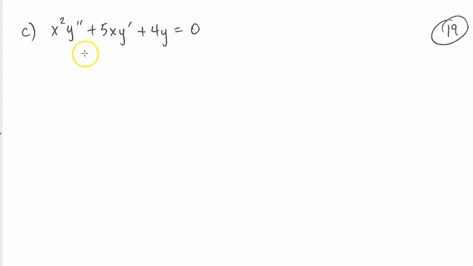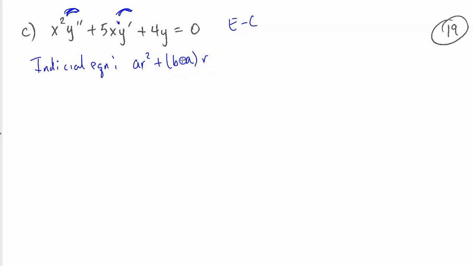All right, so for our next example, again, we see the equidimensional thing going on here. So we know that this is an Euler-Cauchy equation. Our indicial equation here will be a r squared plus (b minus a) times r plus c equals 0. And of course here our a in this case will be 1, our b will be 5, and our c will be 4.